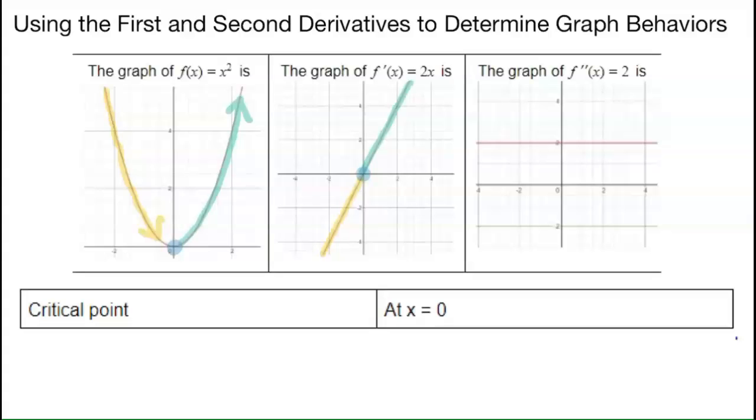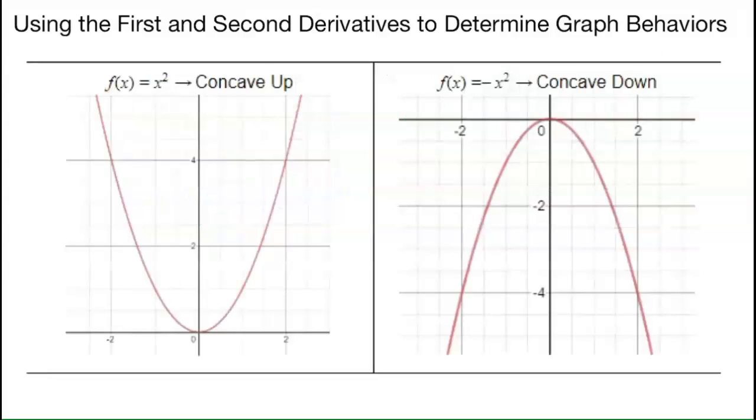What about the graph of the second derivative? What does that mean about the original function? That's a great question. In this case, the second derivative is a positive constant, which tells us about the concavity of the function. What is concavity? Concavity is the shape of the curve, and it can be defined in two ways, concave up or concave down.